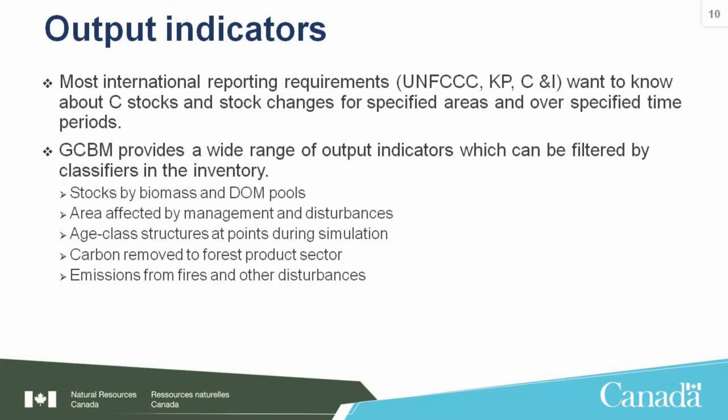The model generates a wide range of output indicators for a simulation in both spatial layers and a database, which can be queried to obtain results for all of the biomass and dead organic matter carbon stock pools, how much area was affected by management and disturbances, the age class distribution, and how much carbon was transferred to the forest product sector or to the atmosphere. And you can trace back where the carbon came from, which pool, which gas, and due to which disturbance. If the user wants to dig deeper than the standard set of indicators, they can develop their own SQL queries and query the results database directly.